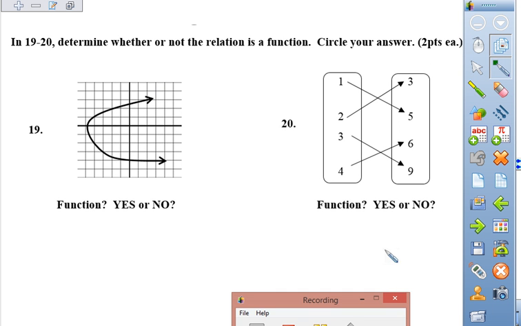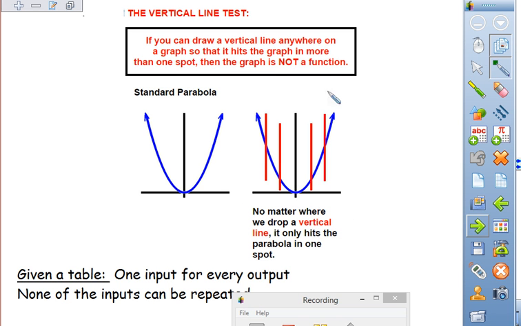Number 19 and 20 ask, is it a function, yes or no? So with a graph, we have to go back and review the vertical line test. If you can draw a vertical line anywhere on a graph so that it hits the graph in more than one spot, the graph is not a function. So we draw these red lines. If we touch more than once, then it's a no. So this only touches at one spot, one spot, one spot. So this would be a function.